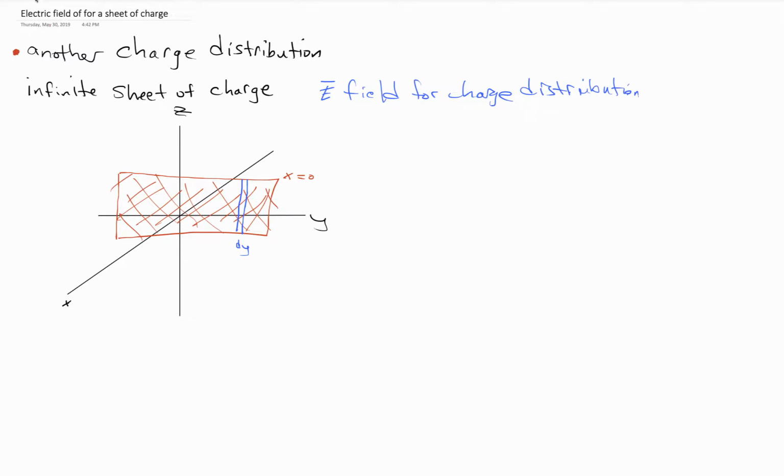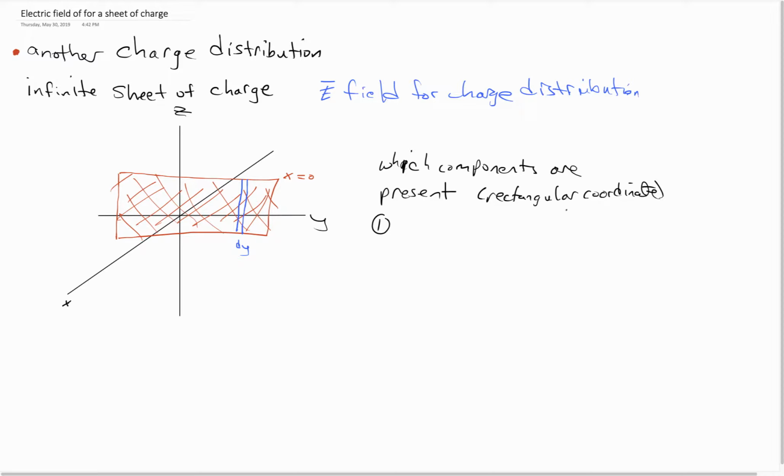And we need to figure out which components are present, just like we did before on the infinite line charge. And so we're going to do this in rectangular coordinates. So that's x comma y comma z.